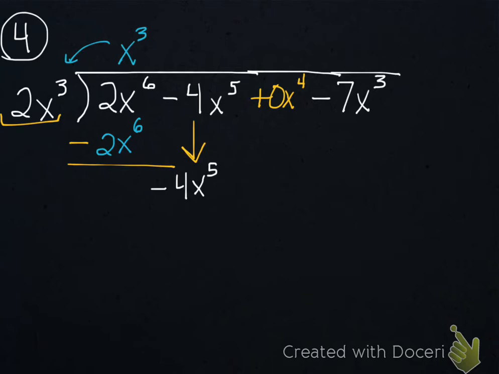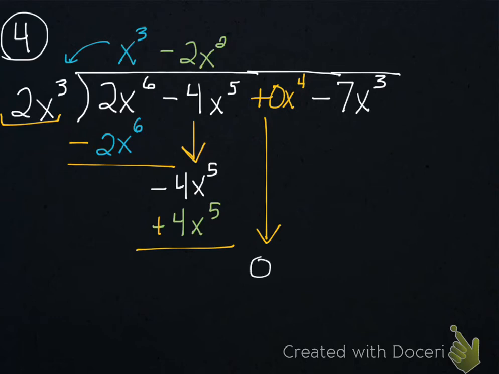Now, what would you multiply 2x cubed by to get negative 4x to the 5th? Negative 2x squared. Multiply it across, we get negative 4x to the 5th. Draw your line, change your sign, drop the next term down. The next term is a 0, and I can't divide into 0 unless I add a 0. That's kind of pointless. So we're going to go ahead and drop down the 7x cubed.